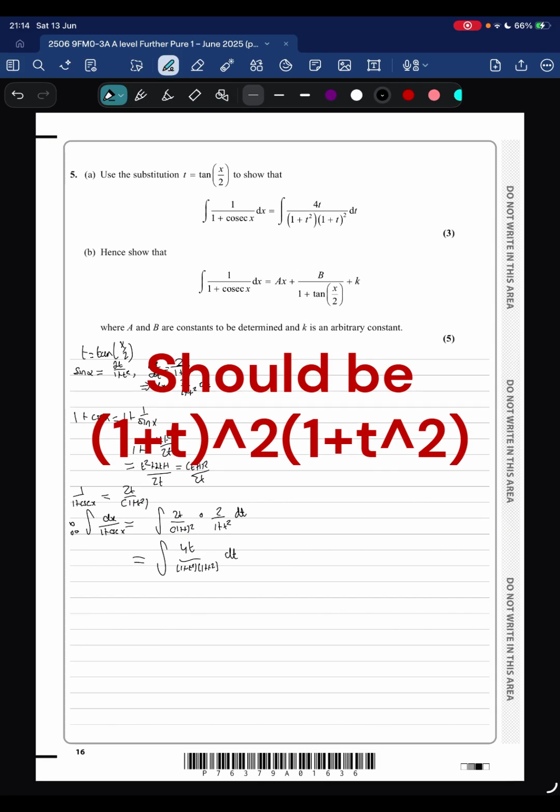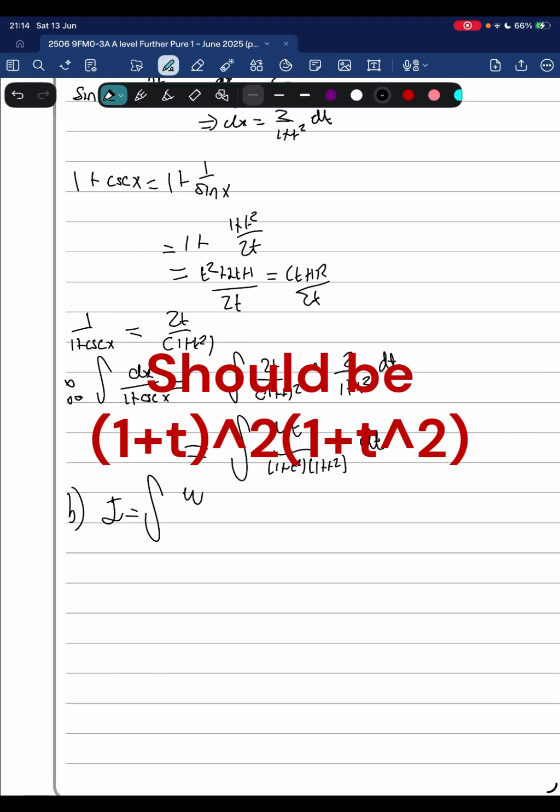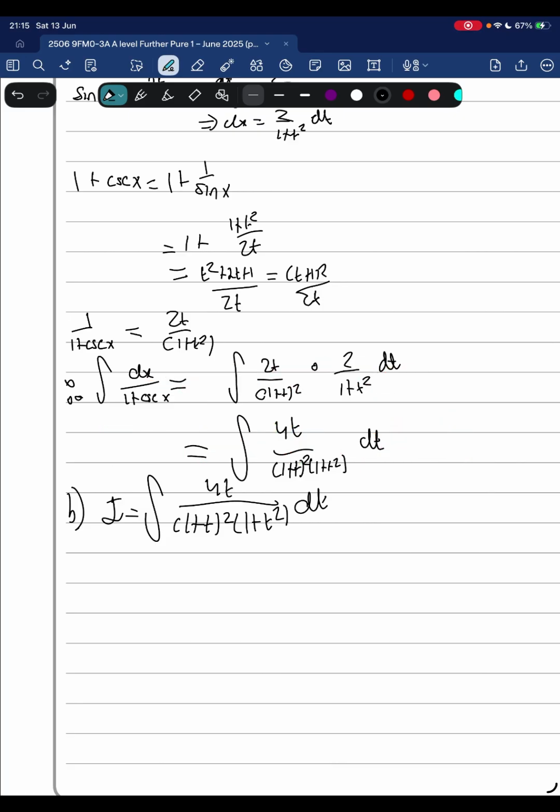Okay, so part B, we want to do partial fractions, right? Because we need to integrate this. So our integral is the integral of 4 over (1 plus t squared)(1 plus t)... I wrote it wrong again. Okay, so we're going to correct this. So we get 1 plus t squared, 1 plus t squared. Going to make this fraction a lot longer. Okay, so do partial fractions here. It's quite obvious what the partial fractions want to be, so I'm not going to actually do that.